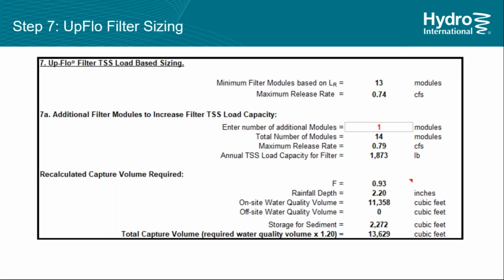The spreadsheet will recalculate new values for F and the total capture volume based on the F value. And in some cases, it may be cost effective to increase the number of filter modules to reduce the water capture volume that's required on site, depending if you have the available space for storage or not. So what I'm saying is 13 modules to treat the site. We need 1 additional module to get our F value below 1. And so with 14 modules, we only have a now total capture volume required of 13,629 cubic feet.